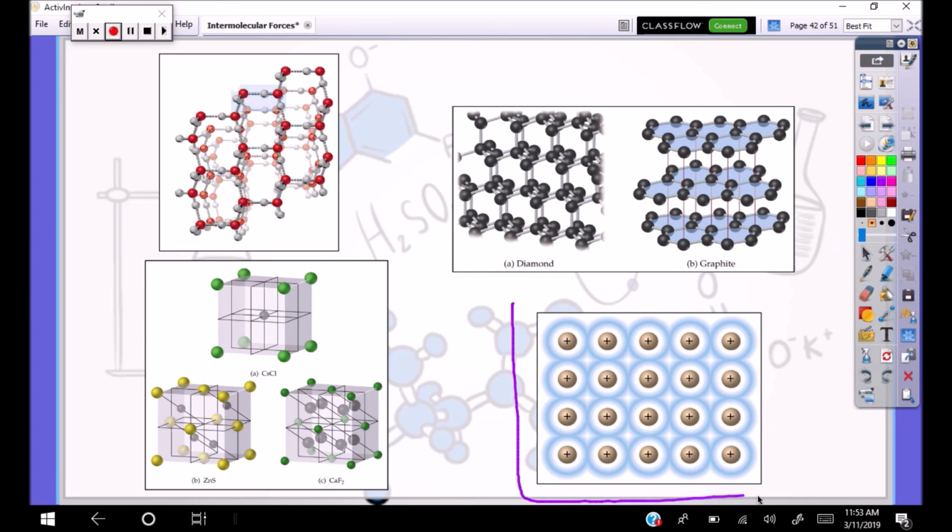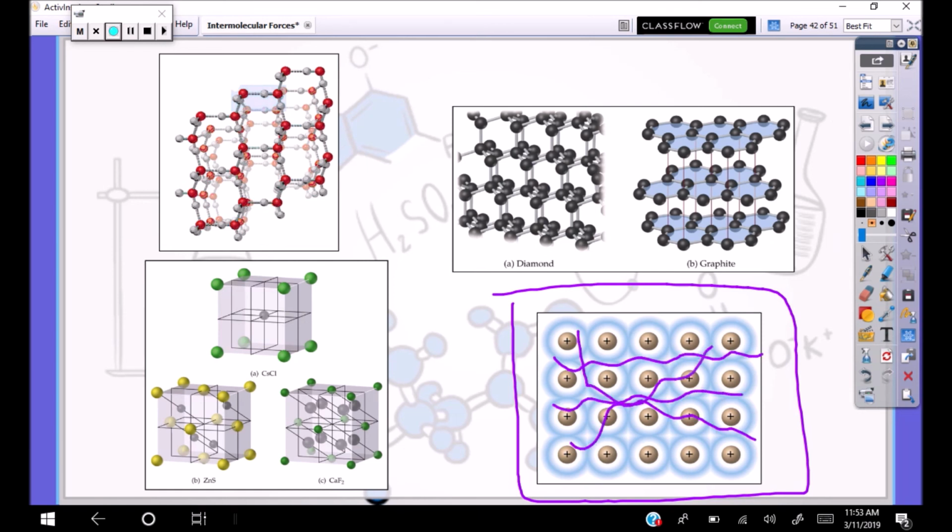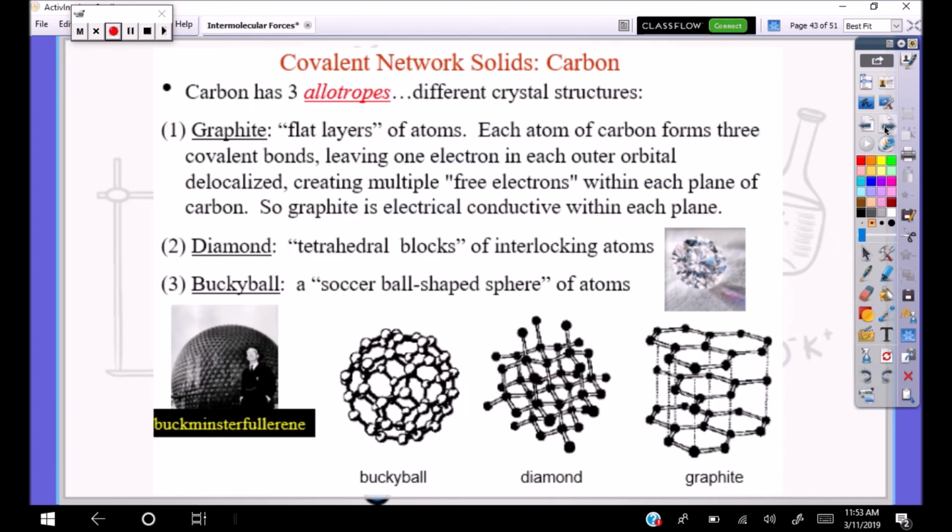This is a good representation of your metallic bonding. You've got these positive cores with electrons that kind of flow all in between here, every which way, electrons going all over the place. It's a sea of electrons. And then here we've got our lattice. There are a couple of different types of lattices, but you don't need to know the names of the specific ones.